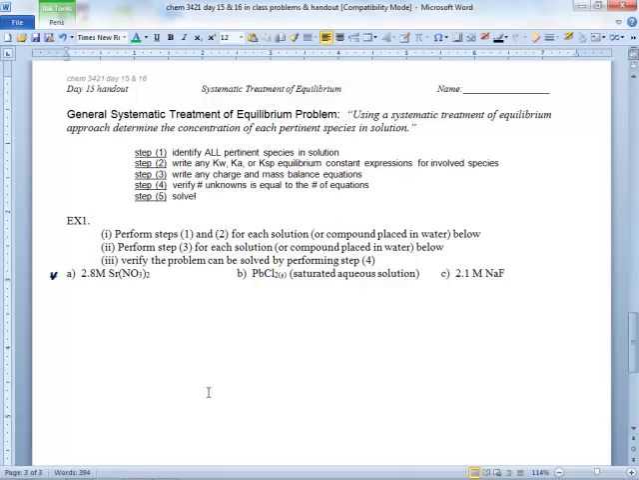What would be some of the ions present? Kathleen. NO3 minus. That's a good one. That's a pertinent species, something present. What else is present, Kat? Sr. With what charge? +2. The formula tells you, right there. Okay. Anything else?